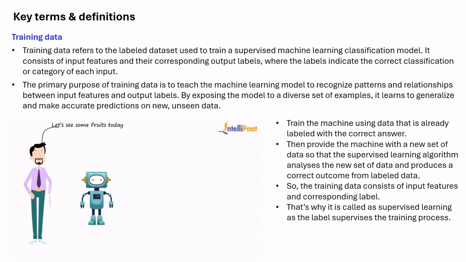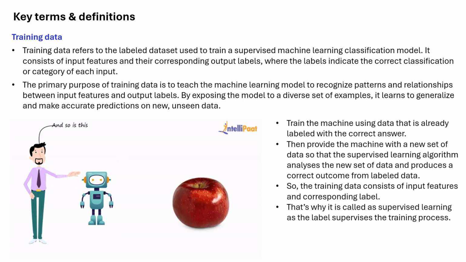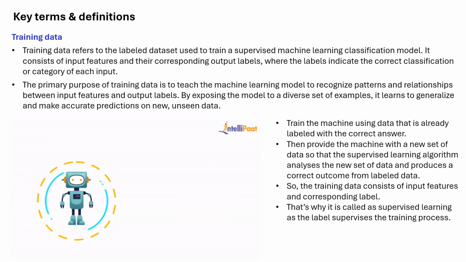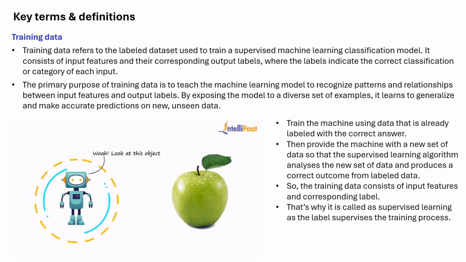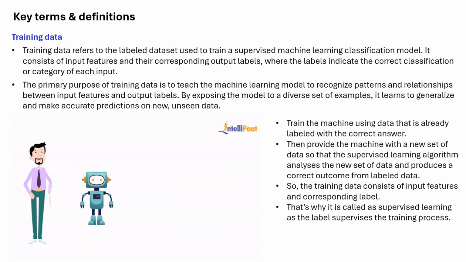So, what is training data? It refers to a labeled dataset used to train a supervised classification model. This dataset includes input features paired with corresponding output labels, where the labels indicate the correct classification or category for each input. The primary purpose of training data is to instruct the machine learning model on recognizing patterns and relationships between input features and output labels.